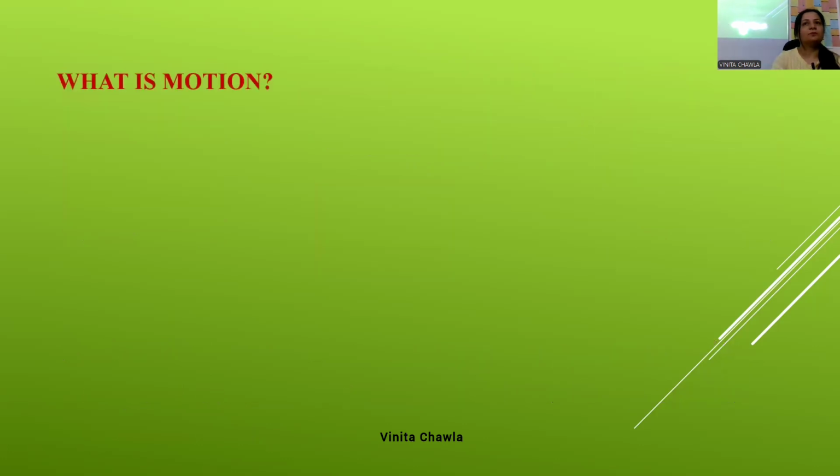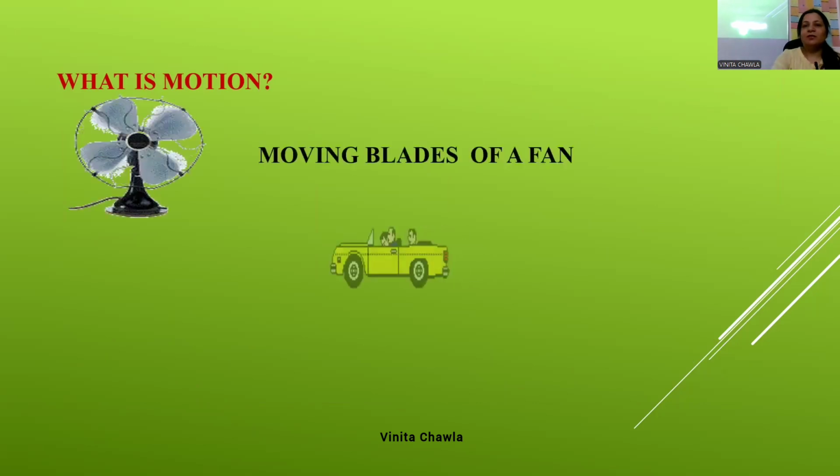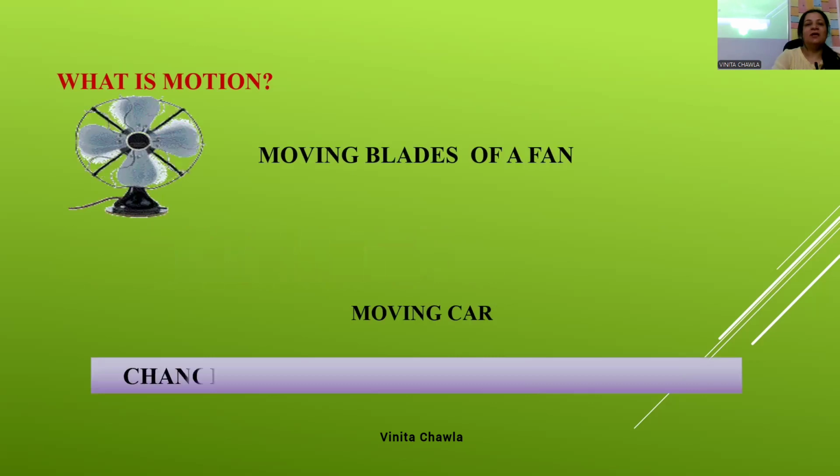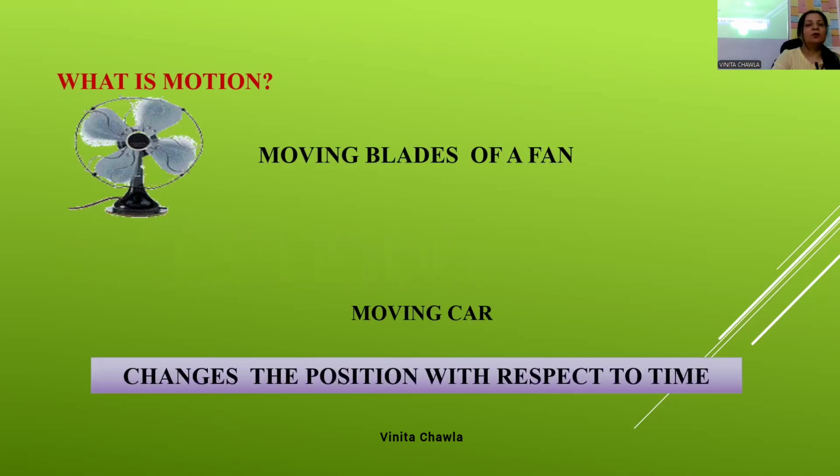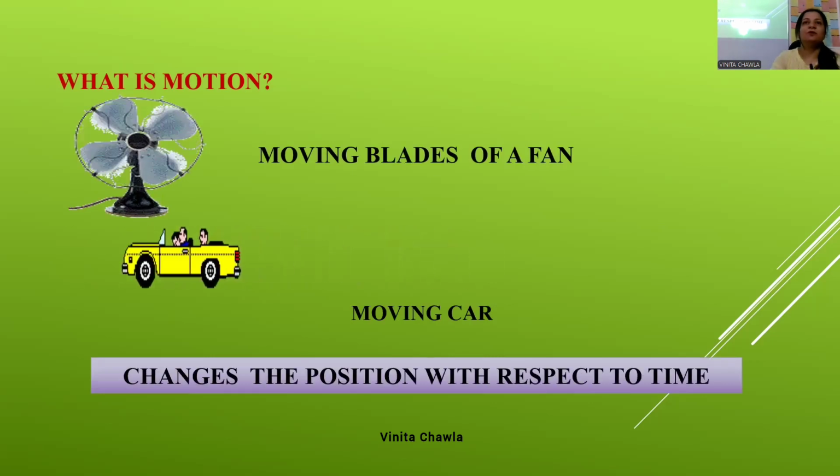And what is motion? If the object is moving, how do we know whether the object is moving or not? How do we know? We observe the object and we see that, yes, it is covering some distance, so it is moving. Yes. So moving blades of a fan, moving car. So these are the examples of motion where you can see the object is changing position with respect to time.